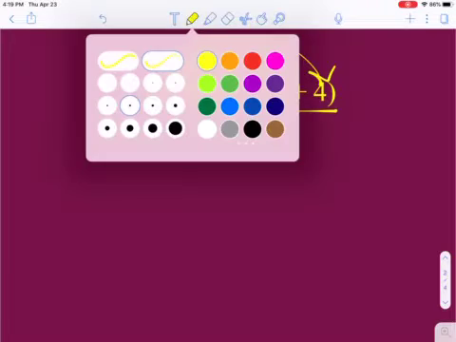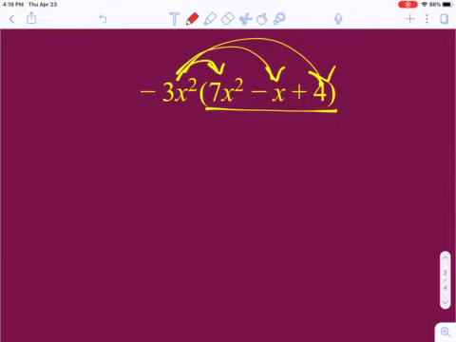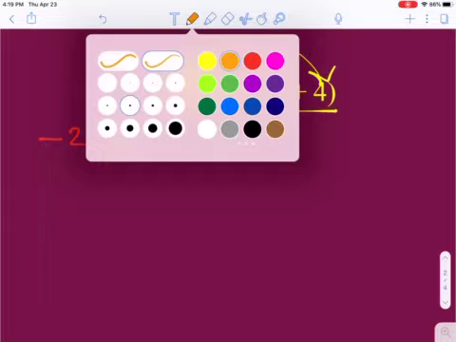So hopefully you remember this a little bit. You take your negative 3 and you multiply that by 7. So that's going to give you negative 21. And then you just take your x squared and you multiply that by this x squared. And that's going to give you x to the, and then you add your exponents, right? 2 plus 2 is 4. All right. And then you just go through and you do that whole process with everything.